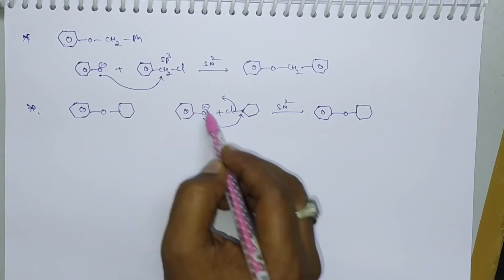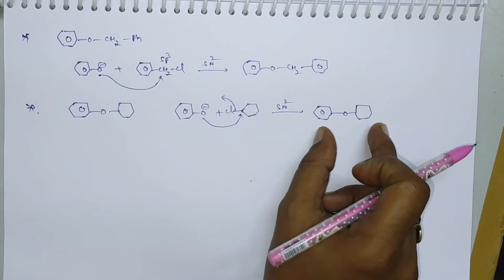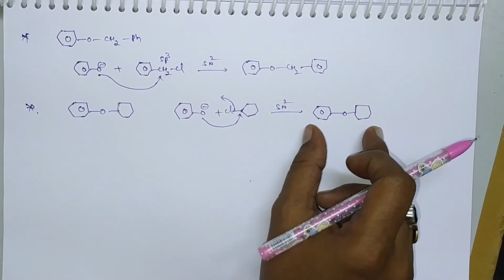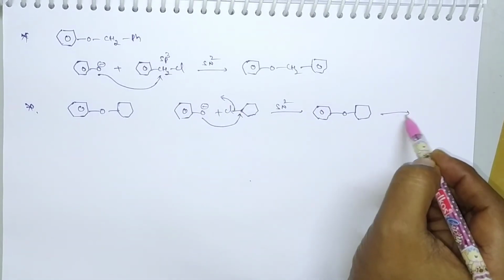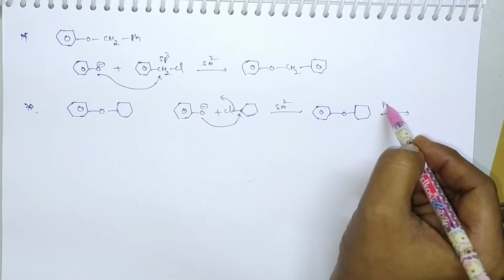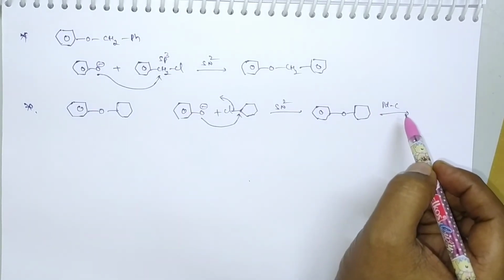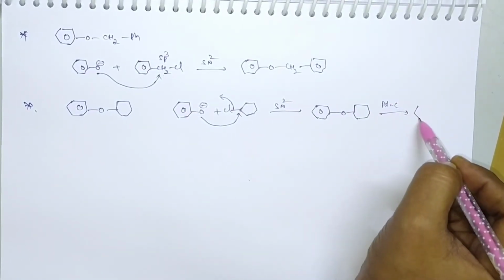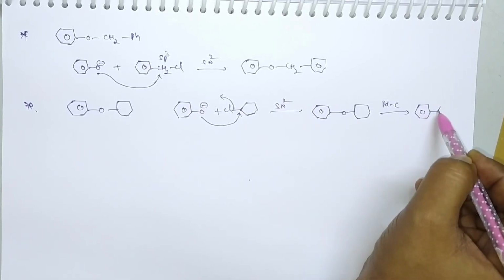Since it is a weak base, it produces this ether, and this ether can again be converted into an aromatic compound simply by aromatization. Aromatization can be done by using palladium and carbon, or sulfur, or selenium. Aromatization takes place, so we can prepare this ether.